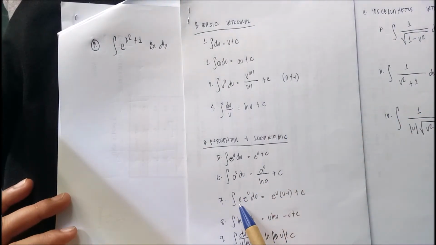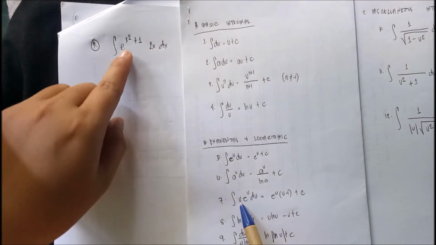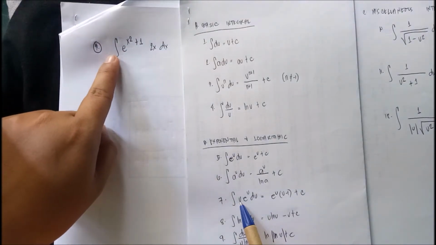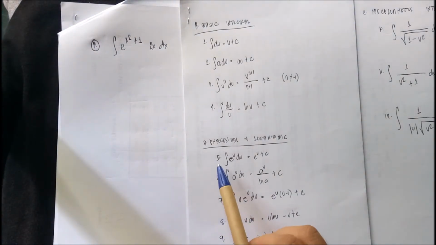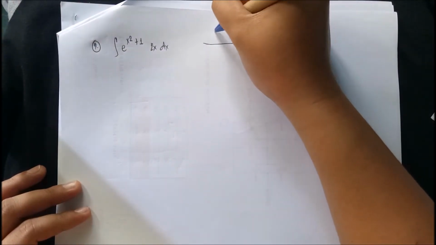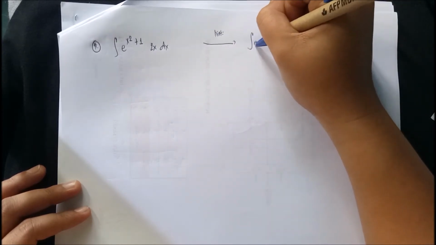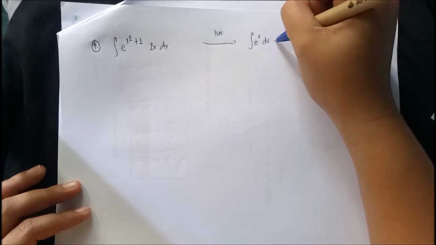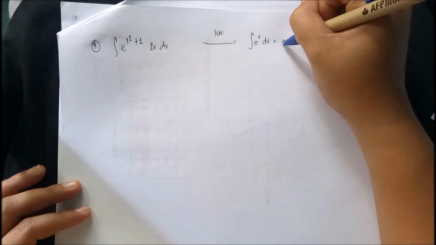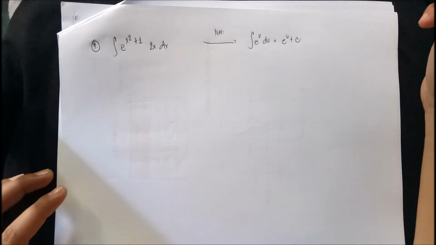Kasi hindi din naman siya ganito. Pwede ba siyang ganito? Dito, class, yung u natin, andito ulit siya sa baba. Yung u natin is x squared plus 1. Wala ka namang x squared plus 1. So, hindi ito. Parang ganito siya. So, yung hint natin in this case is that meron tayong integral ni e^u du is equal to e^u plus c. Copy lang, class. Diba? Okay.